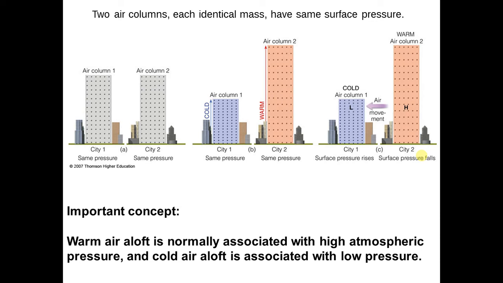Surface pressure is the weight of air per unit area. The more molecules above the area, the more pressure. So you're removing molecules from this column. Pressure falls, it drops, it lowers. You're adding molecules above city 1, so its pressure rises.